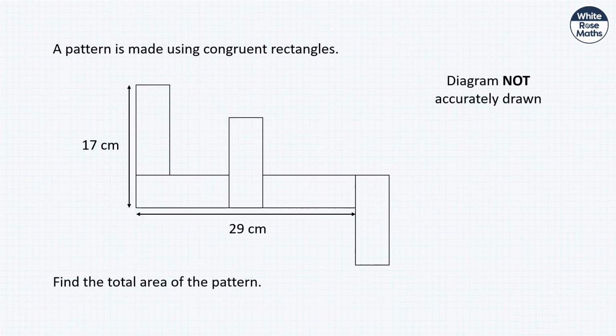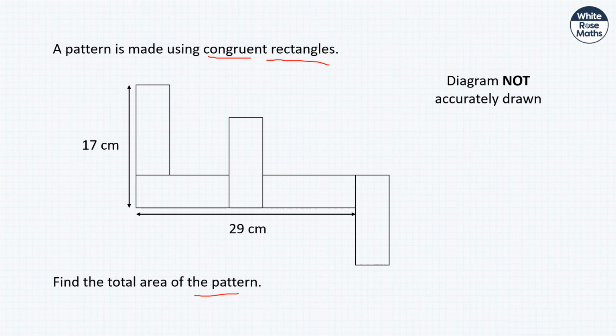Okay, this next one is a bit more tricky. The pattern is made using congruent rectangles, which means the same size rectangles. Sorry, not triangles. Find the area of the pattern.